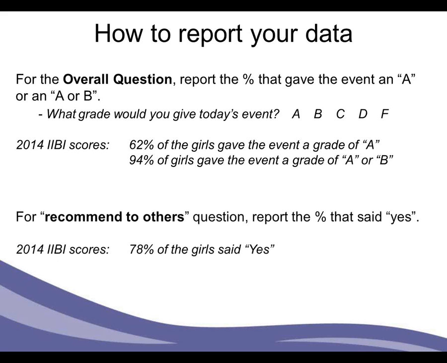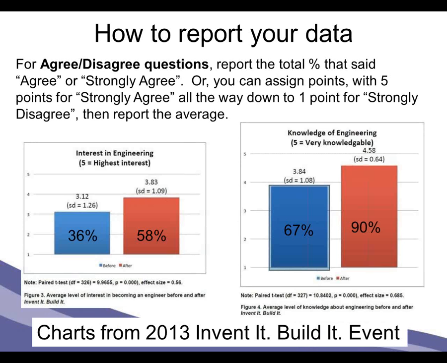For the Recommend to Others question, report the percent that said yes, they would recommend it to others. For example, at 2014 Invent It Build It, 78% of the girls said yes, they would recommend it to others. For the Agree-Disagree questions, you can report the total percent that said agree or strongly agree. Or you can assign points with 5 points for strongly agree all the way down to 1 point for strongly disagree, and then report the average.